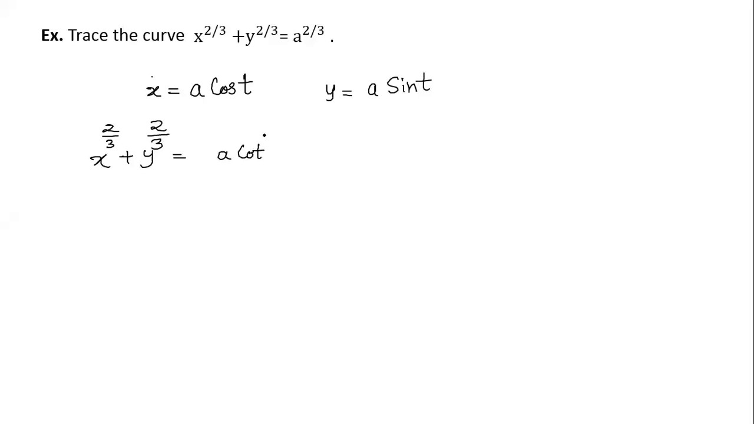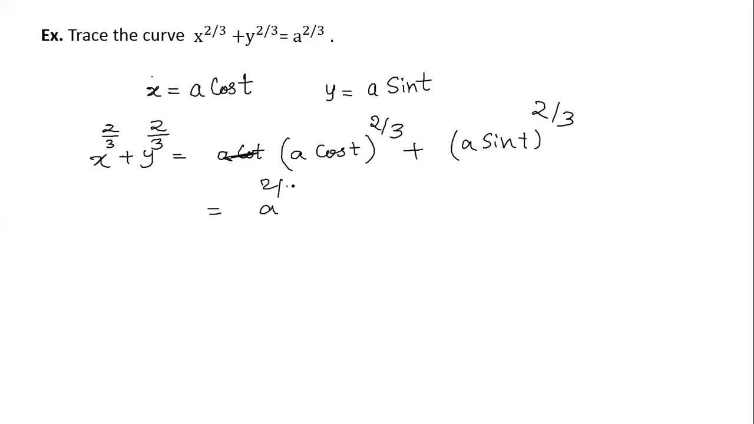So a cos t, a into cos t to the power 2 by 3 plus a sin t to the power 2 by 3, and that is nothing but a to the power 2 by 3 into cos t to the power 2 by 3 plus a to the power 2 by 3 into sin t to the power 2 by 3. We cannot simplify further. No.